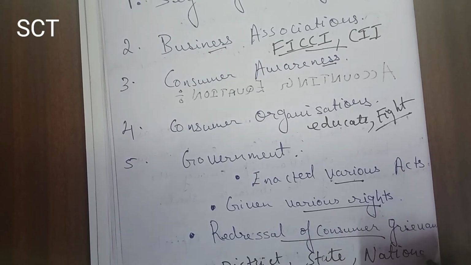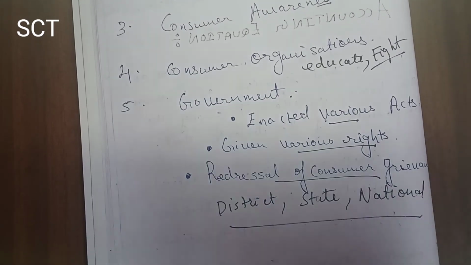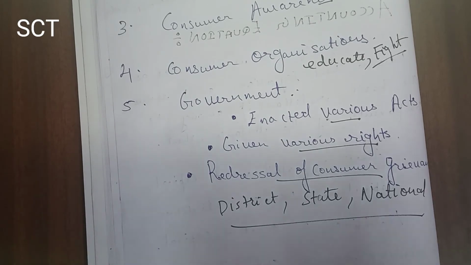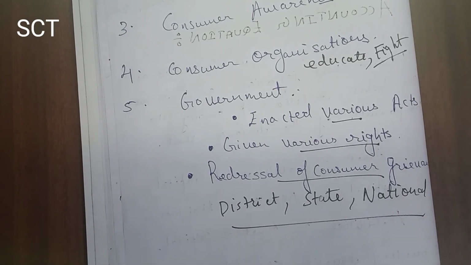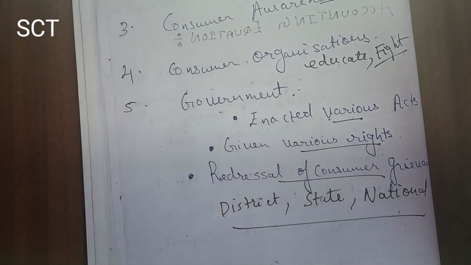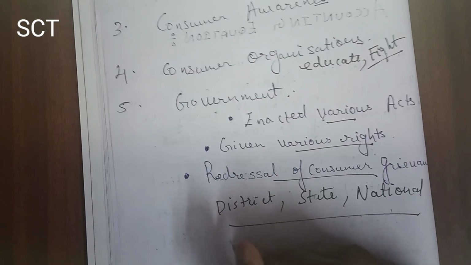The government has established consumer courts at district, state, and national level, where the consumer can go and file a case. They can present their problem and file a case and get justice. They can get all the reliefs which are available to the consumer through law.